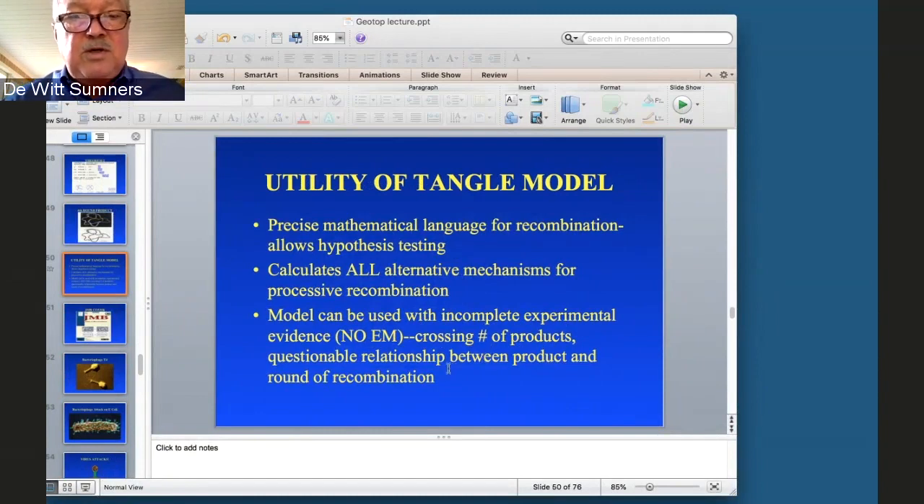And if there's a questionable relationship between the product and which round of recombination it was, and so on. So once you've got the tangle model set up, you can turn the computer on, look at a gel, and let the computer figure a lot of things out.